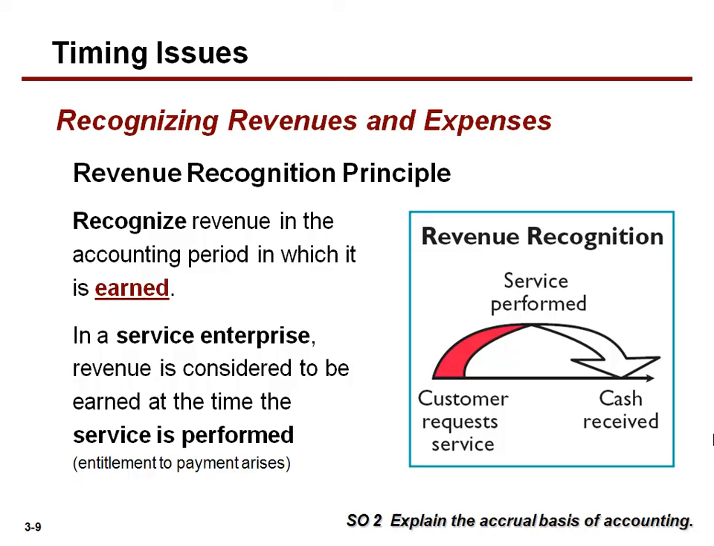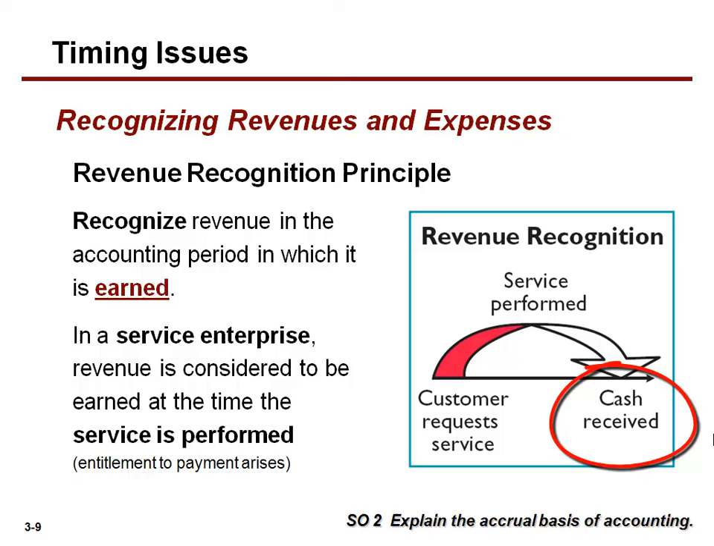So let's look at the revenue recognition principle first. When do we record revenues? As indicated, when they're earned. In a service enterprise, for example, revenue is considered to be earned when the service is performed, when it's delivered. The diagram on the right indicates a sequence of events which leads up to a sale. First, a customer requests service. It's not been performed yet. The supplier of the service performs that service, and later, according to the terms of sale, they may receive cash, such as a 30 or 60-day time period.